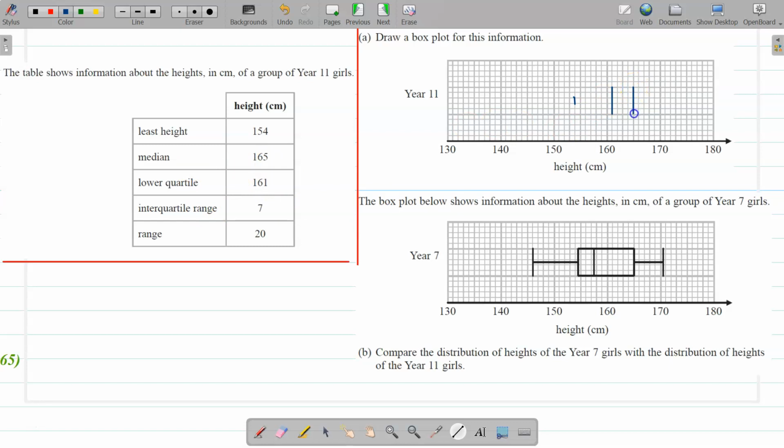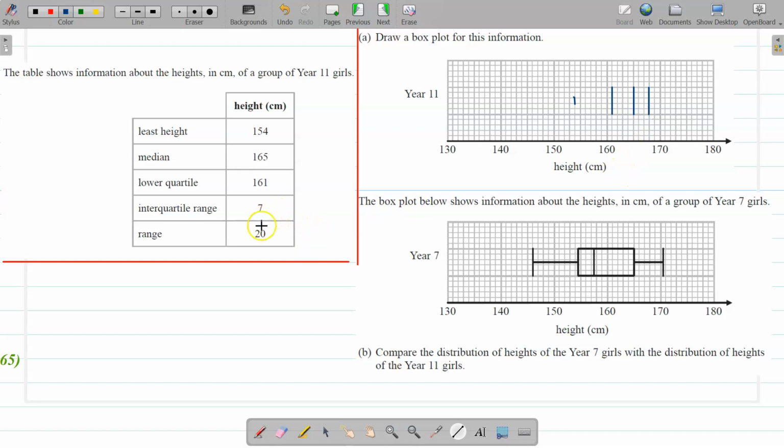And then we have the upper quartile. Now, they haven't actually given us the upper quartile. What they've done is they've given us the interquartile range, and that's the difference between the lower quartile and the upper quartile. So if that's 7, and this is at 161, then the upper quartile must be at 168, which is here. Because the length of that box is going to be 7.